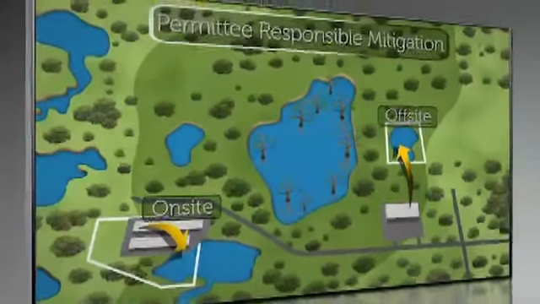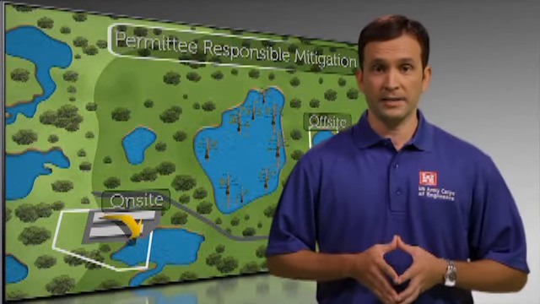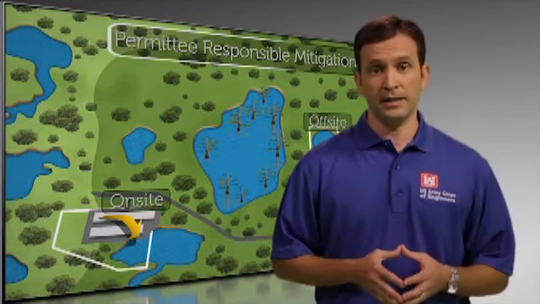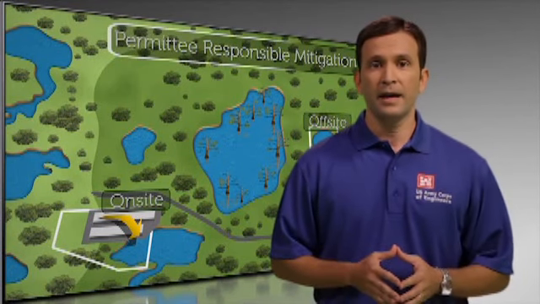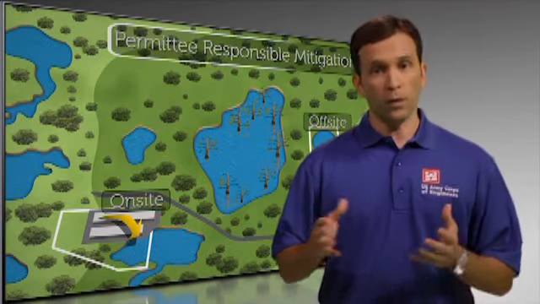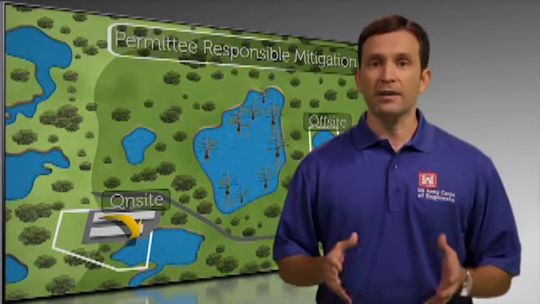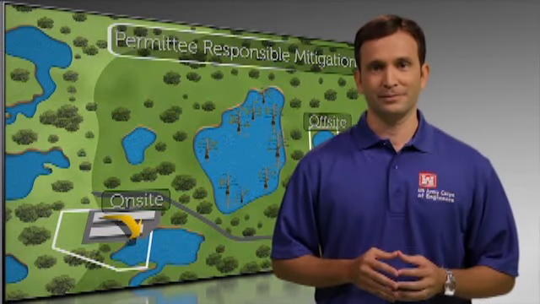Basically, on-site means replacing the wetlands you impacted on your project site, and off-site means replacing those wetlands on some other property. And in-kind means replacing a wet prairie with a wet prairie, whereas out-of-kind means replacing that wet prairie with a freshwater marsh.